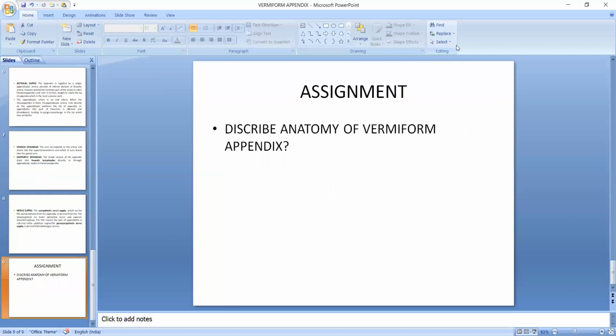And this is your assignment: you have to describe anatomy of vermiform appendix.